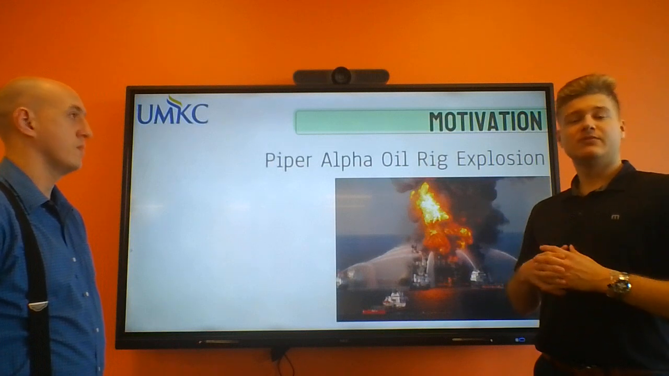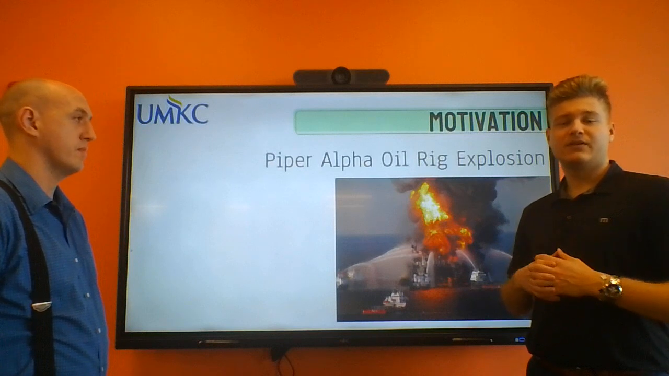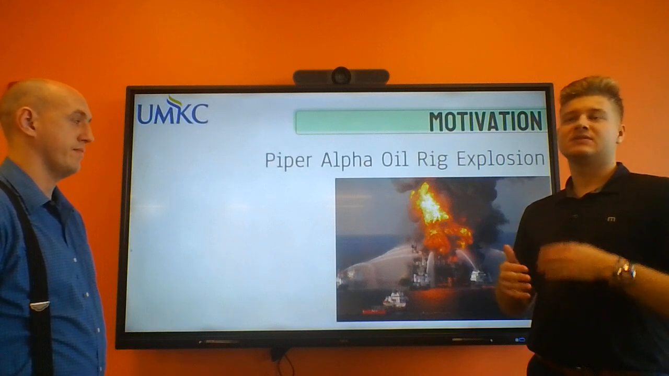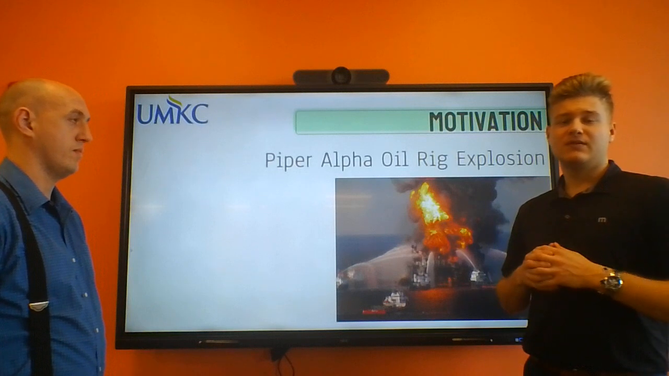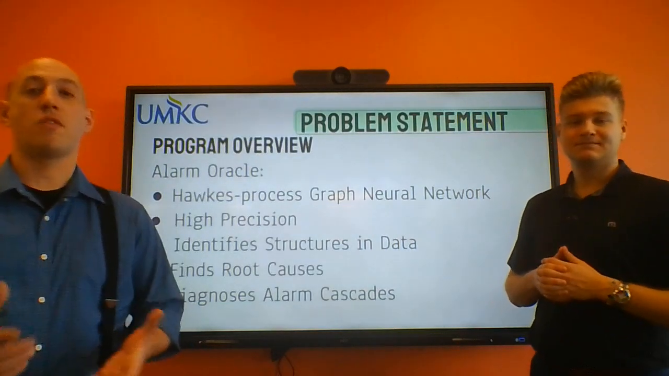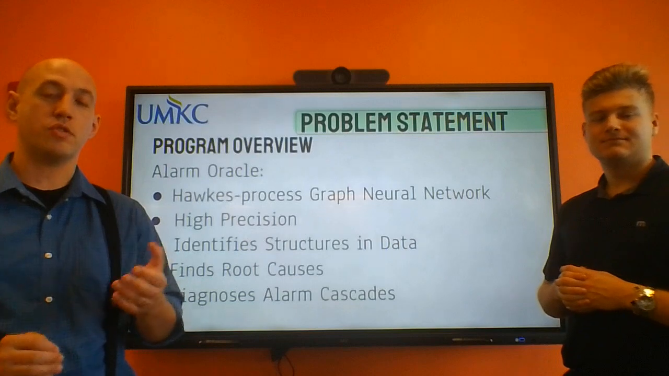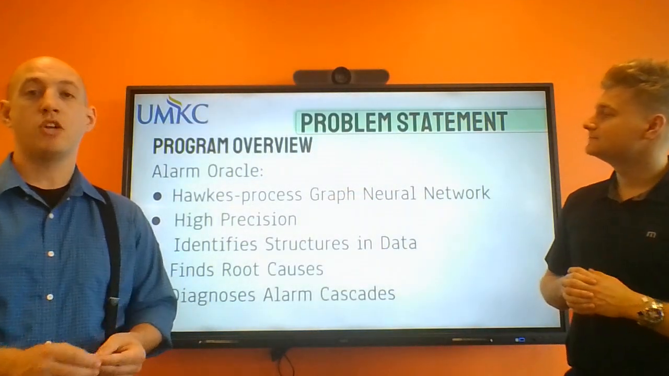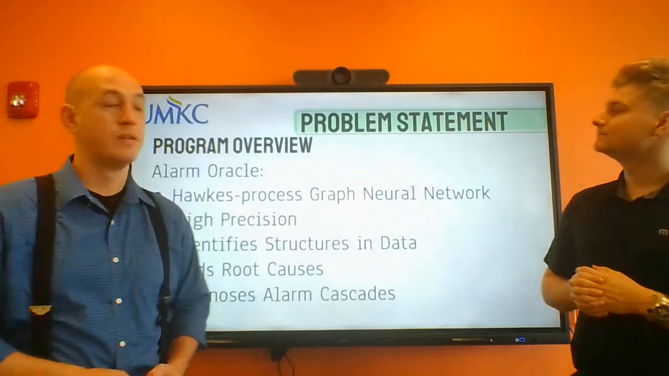Connecting this to a little bit of modern day context, we still see things such as flash crashes, power network failures, and companies spending thousands upon thousands of man hours trying to diagnose these alarms and find the best way to find the root cause of them. Our solution to finding that root cause is called AlarmOracle. It's a graph neural network that uses Hawkes processes to identify the causal structures in network alarm data to find that root cause. That way the appropriate preventative action can be taken.